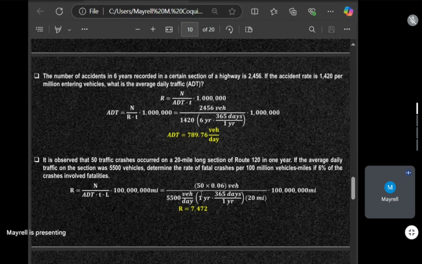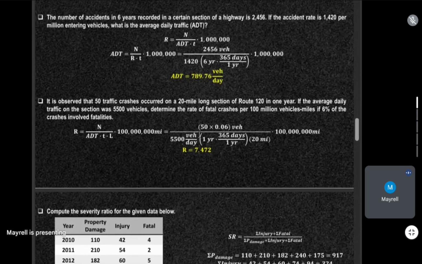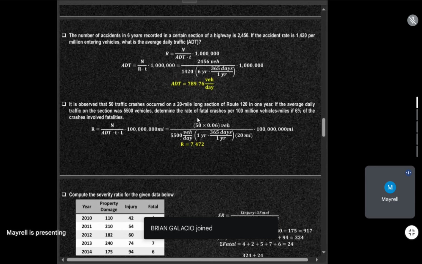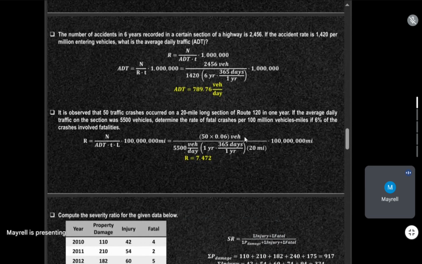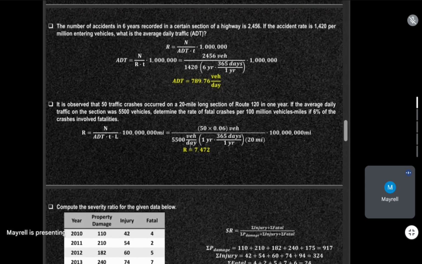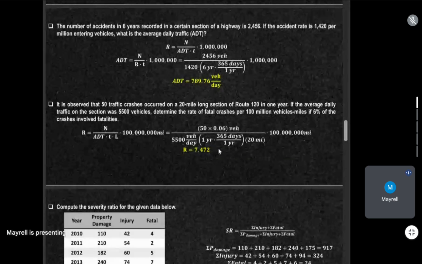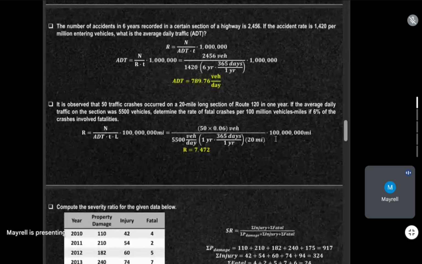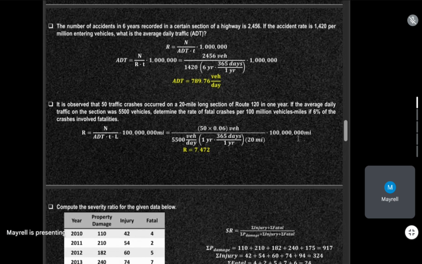So that's equal to 50 times the 6%, since 6% of these traffic crashes are fatalities. So 50 times 0.06 over 5,500 vehicles per day, then multiplied by the time of 1 year, which is 365 days for 1 year, times 20 miles, times 100 million miles. So the rate is 7.478.